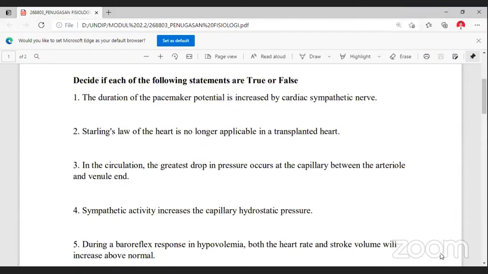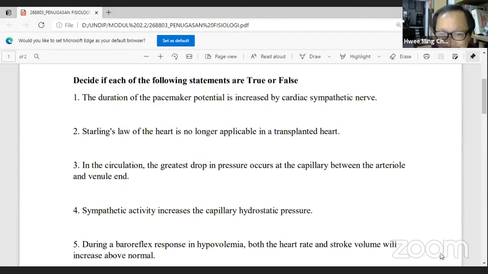Sure, sir. Okay, thank you for the explanation. Yeah, so the keyword there to note is duration. It actually takes a shorter time to reach the threshold. Okay, thank you for the response. Okay, we can move on to question two.